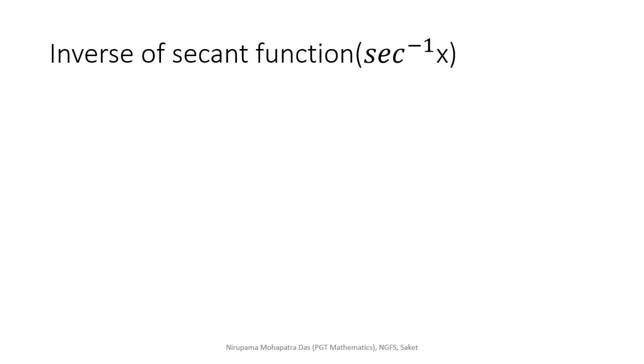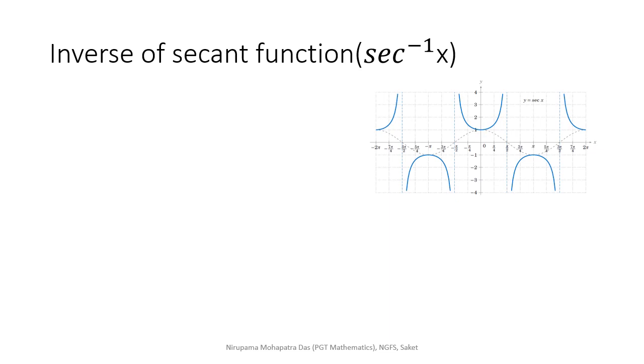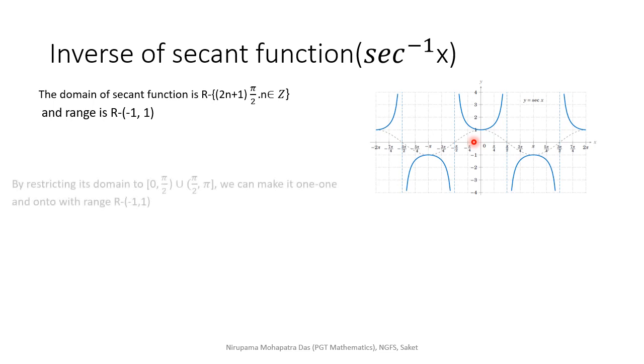And sec inverse x next. Wherever cos x is 0, sec x is not defined, so the domain of sec x is the set of real numbers minus (2n plus 1) pi by 2, because at these points cos x is 0, and the range is R minus the open interval minus 1, 1. You can see from the graph, the cosine function is also drawn, the dotted line, and where cosine is, there sec is not, because it is the reciprocal of cos x.